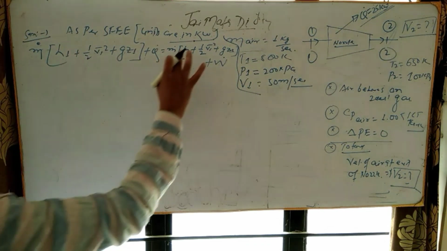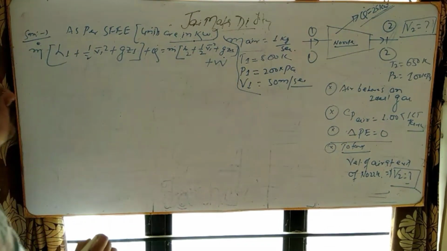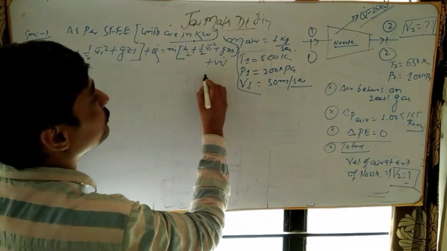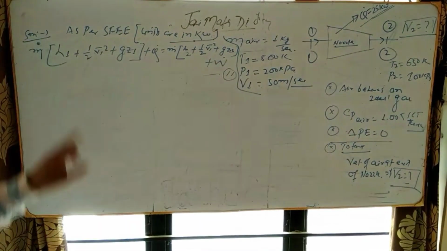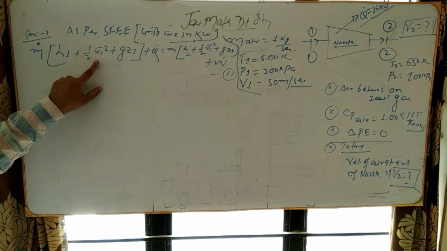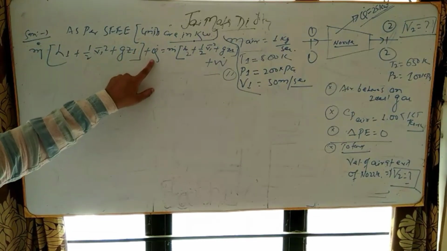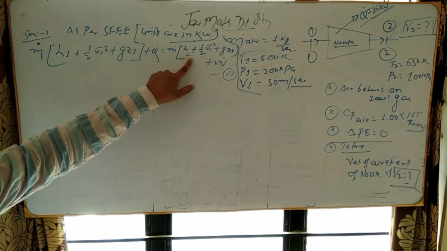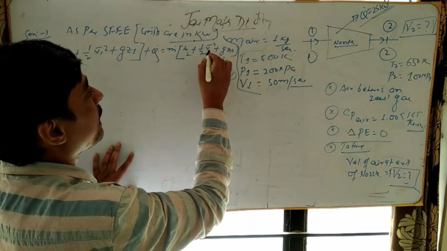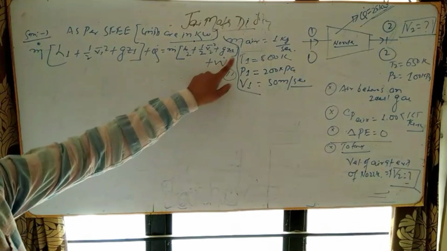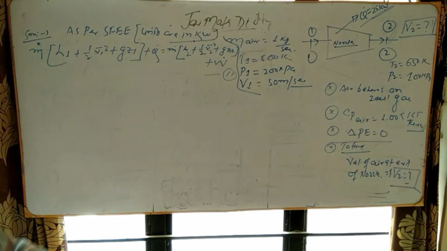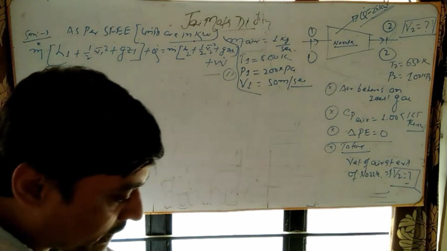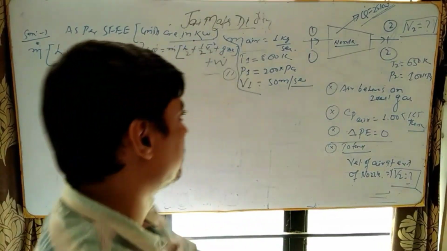Well, this is h2. This is our steady flow energy equation when units are in kilowatt: m dot (h1 plus half v1 square plus g z1) plus q dot is equal to m dot (h2 plus half v2 square plus g z2) plus w dot. Right? This is our steady flow energy equation when units are in kilowatt.